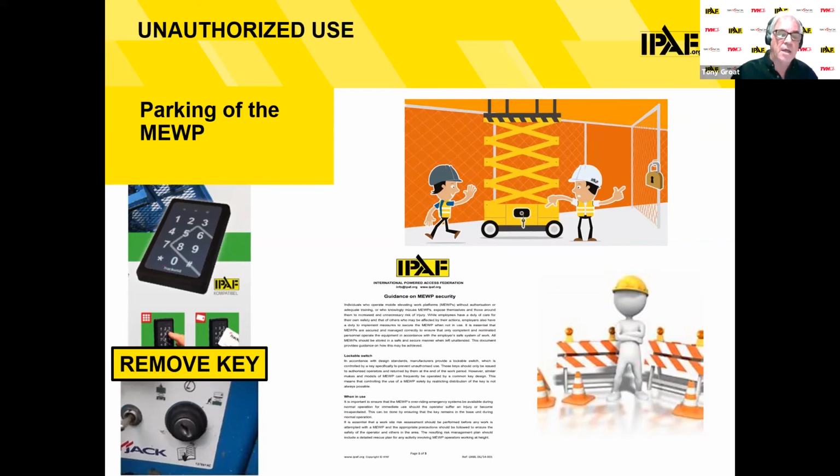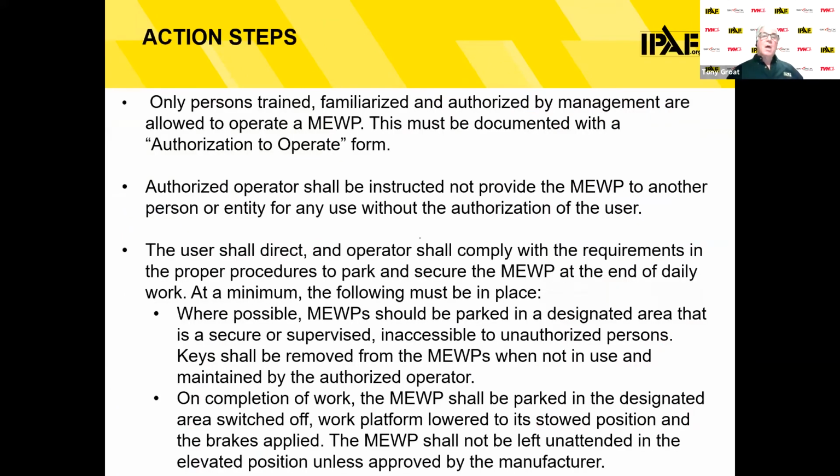Here you can see that we have keys, but there's also now, with technology coming out, the ability to use telematics and keypads that have unique numbers that only the assigned operator would have access to. So again, action steps: only trained persons, familiarized and authorized, are allowed. And you may consider creating a document for authorization to operate form. So only this operator has been approved to operate. So we'll have an authorization to operate form option. Authorized operators shall be instructed not to provide it to anyone else, and the user shall direct the operator to comply with the requirements.